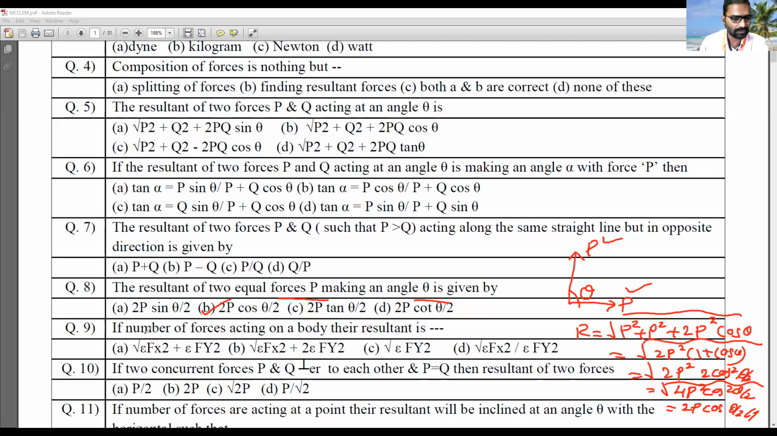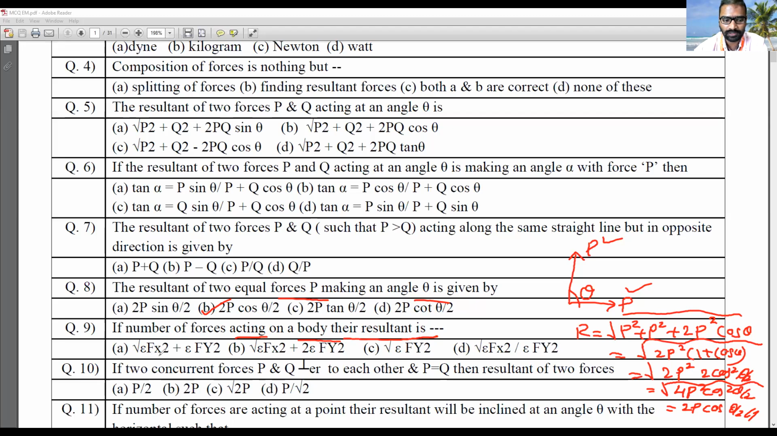Next, the ninth one. If a number of forces act on a body, their resultant is. Raise your hands. I will ask one by one. Who has not given an answer? I will ask that person. Roll number 44: Option A. Option D? Sigma Fx under root of sigma Fx square plus sigma Fy square. No. The answer is Option A, sir. Option A is correct.